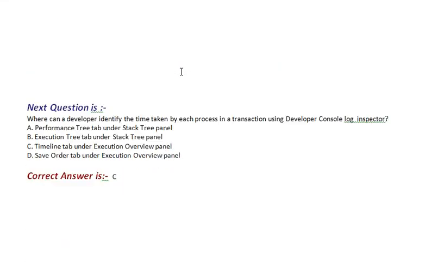Next question is, where can a developer identify the time taken by each process in a transaction using Developer Console Log Inspector? Option A, Performance Tree tab under Stack Tree panel. Option B, Execution Tree tab under Stack Tree panel. Option C, Timeline tab under Execution Overview panel. And option D, Save Order tab under Execution Overview panel. The correct answer is option C.